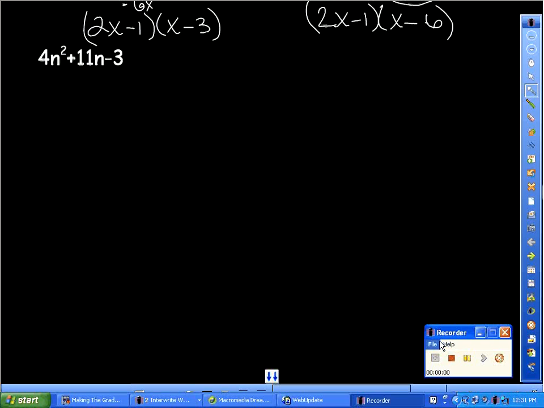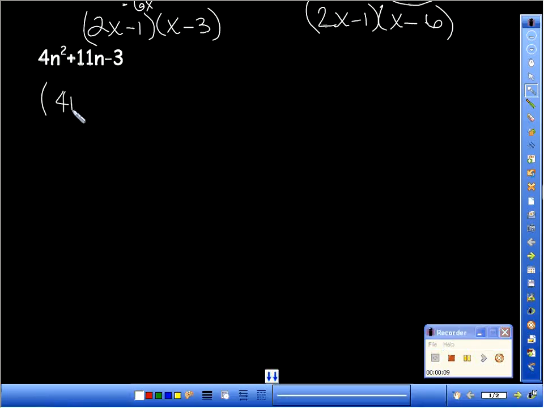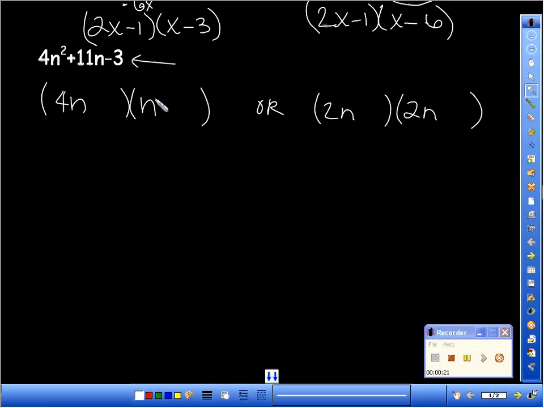All right, let's look at the next one. 4n squared plus 11n minus 3. So my options here are 4n times n, that gives me 4n squared, or 2n times 2n. What are my options to multiply to get 3? 3 times 1. Okay, that makes it a little bit easier. So let's try 3 and 1.